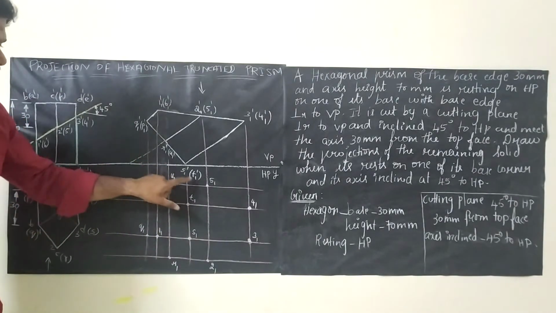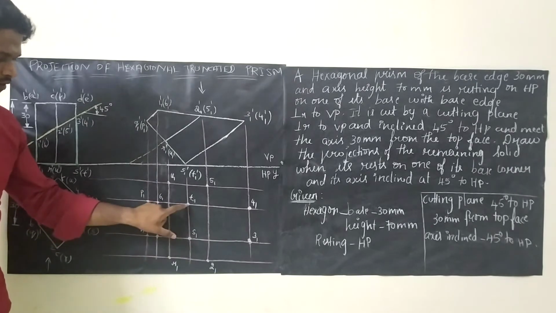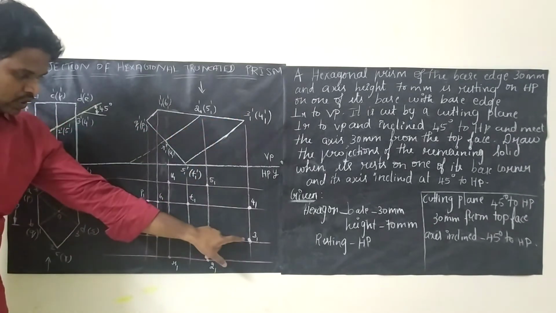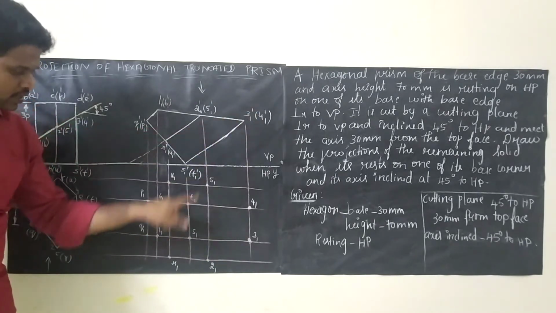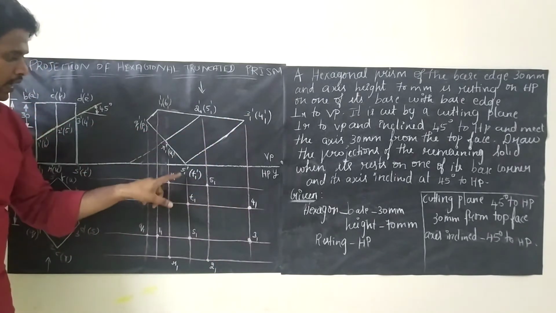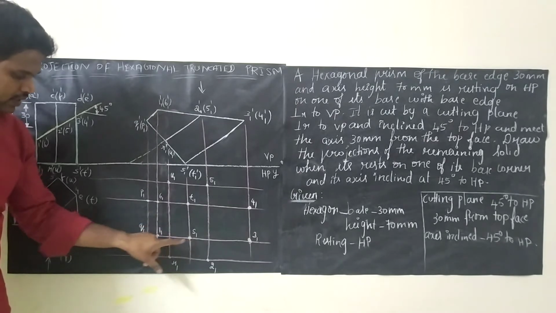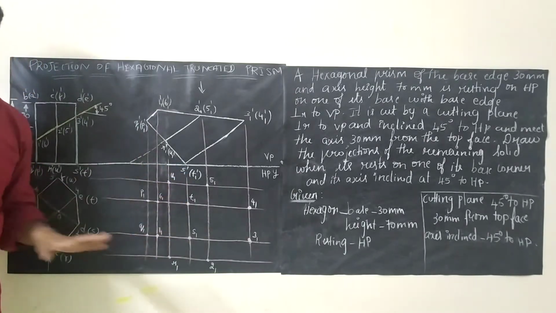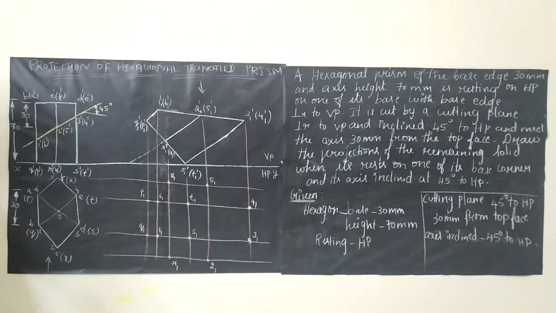See here, ST will be hidden. So S and T will be hidden, and S and 3 will be hidden. S to 3 is hidden, T to 4 is hidden, and S to R is hidden, and T to U is hidden. These are the only hidden lines, and the remaining we just need to join.